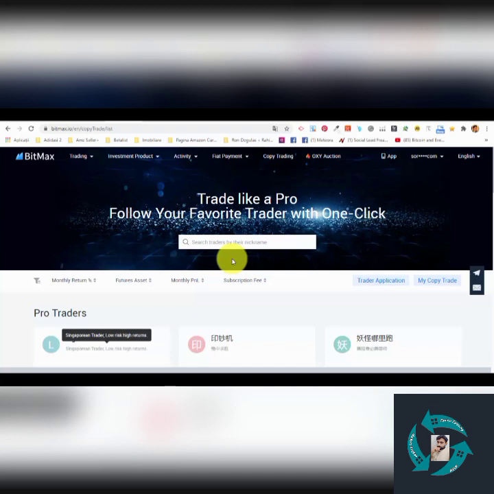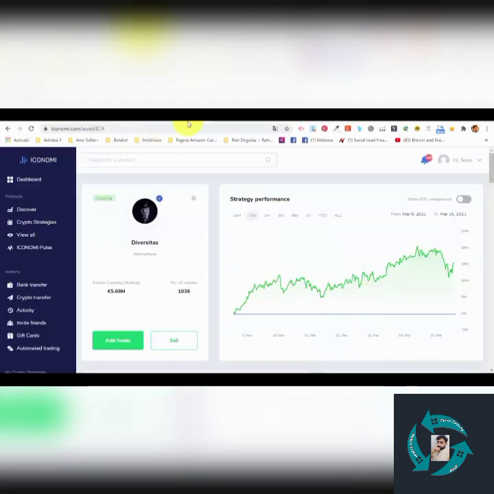One of them is Iconomy and one of them is BitMax. BitMax you have seen before. They have a very good diversified staking type of service offering, and Iconomy is a platform where actually this is what you are doing. It's focused on copying traders or copy trading.